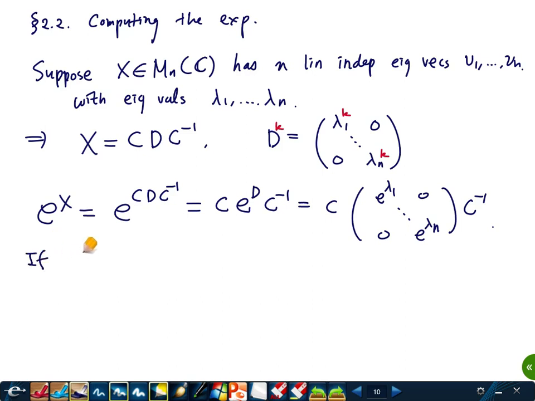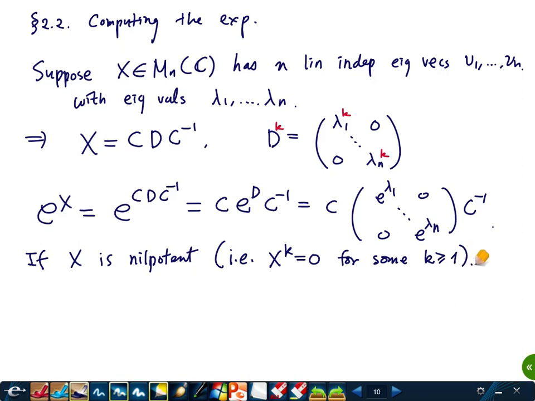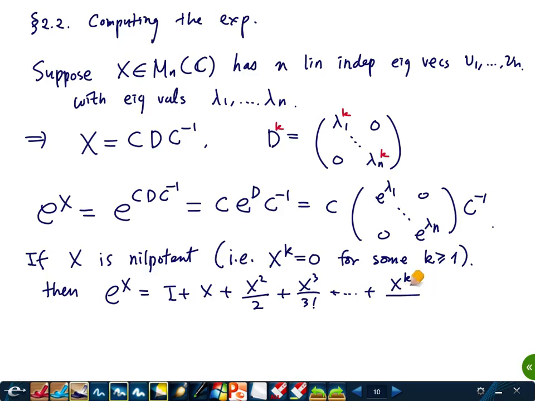And before doing that, let's see what happens if X is nilpotent. If X is nilpotent, this means X to the K equals 0 for some integer K. Then what is e to the X? This is in fact just a polynomial: I plus X plus X squared over 2 plus X cubed over 3 factorial dot dot dot. All you need to do is to compute up to k minus 1, because the remaining terms will be 0. So it's just a polynomial, so we can compute this.